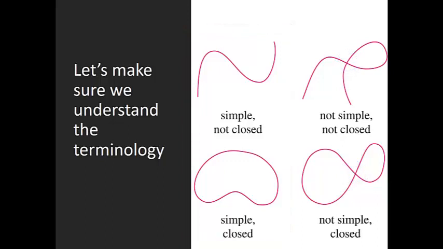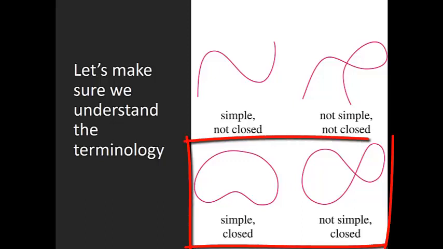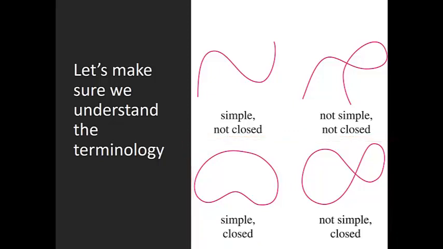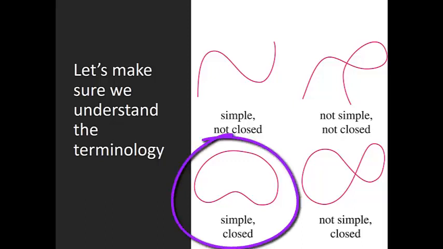We say that a curve is closed if it starts and stops at the same point. So the two curves on top are not closed. The two curves on the bottom are closed. So when we talk about the curves C that we're interested in, we want them to be simple and closed. So we want them to start where they stop, and we want them to not cross over themselves anywhere.